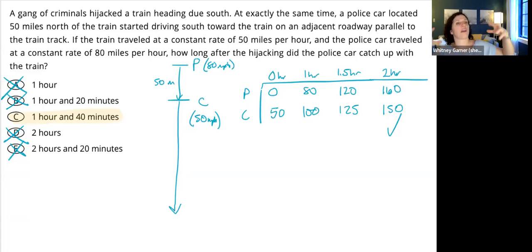So anytime I've got two things driving towards each other, driving away from each other, or chasing each other, I'm going to set up a picture, figure out how fast they're going, and then I'm going to move them like little plastic toy cars in space. Now, again, we will talk next time about some formulas that you can use that can sometimes be quick, not always, but they can sometimes be helpful. So it's good to know them.